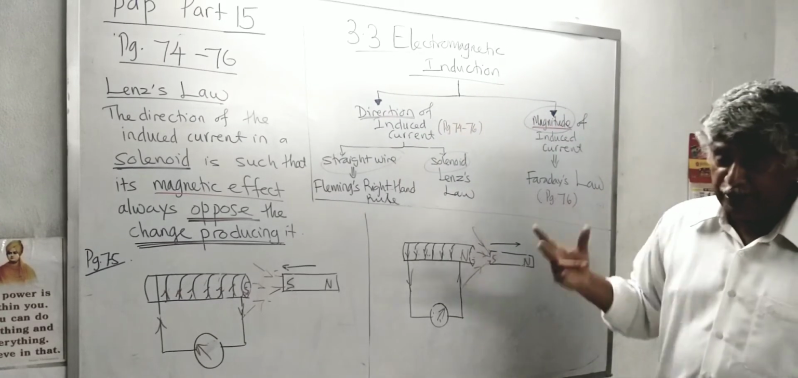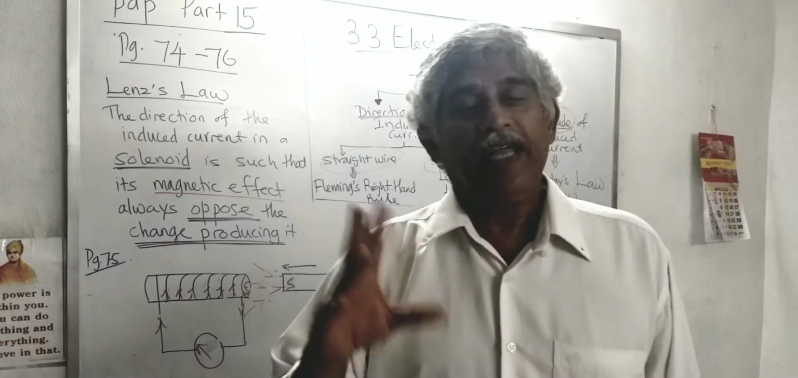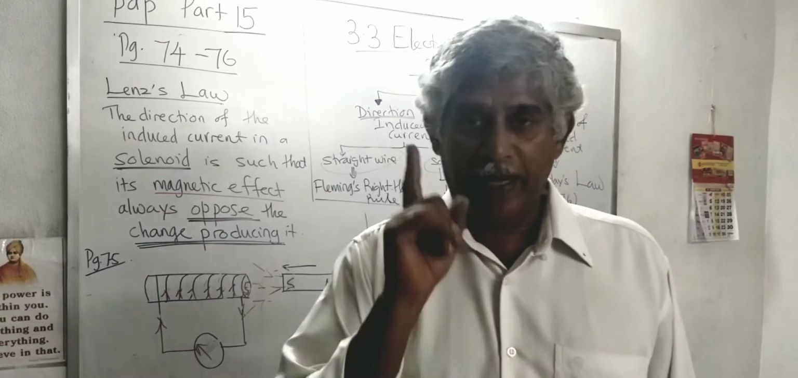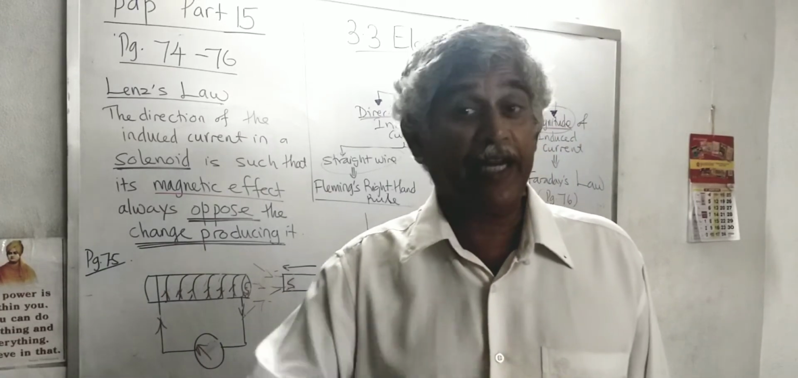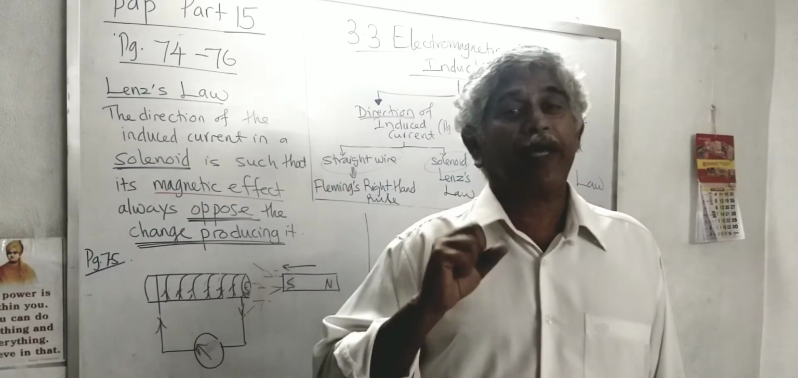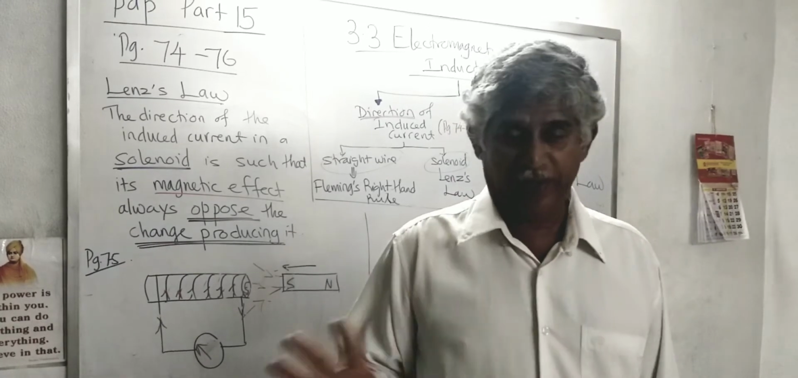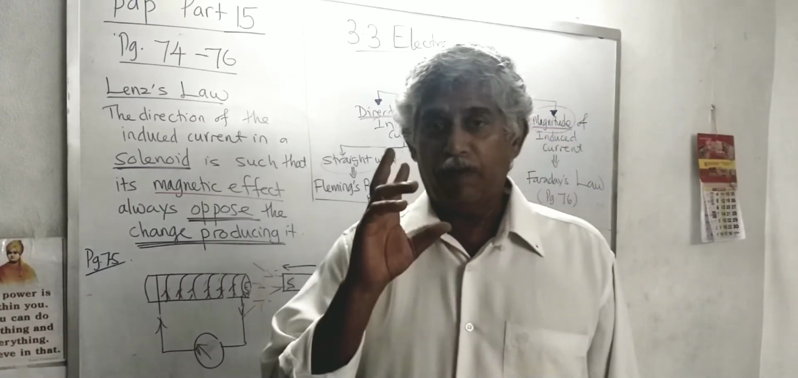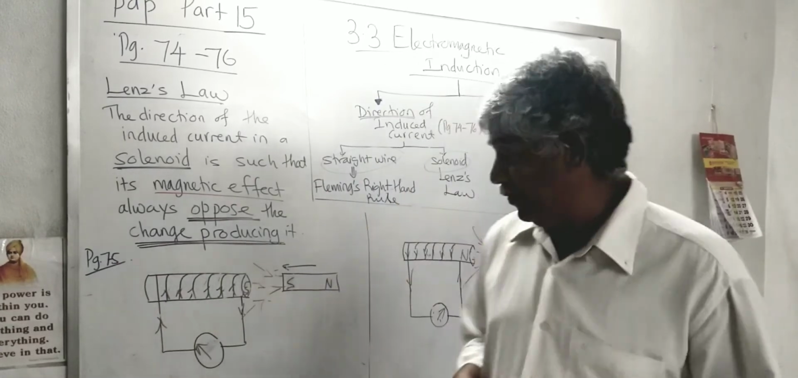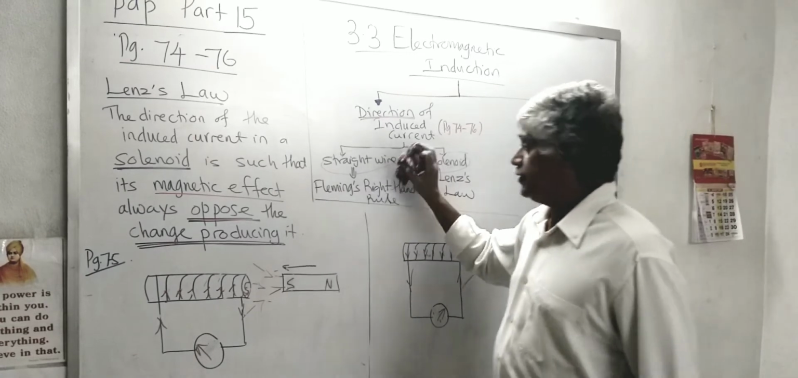I have to repeatedly tell you because most of the time students confuse Lenz law and Faraday law. Remember, Lenz law is for the direction of induced current in a solenoid. Faraday law is the magnitude of induced current. Alright, it can be a straight wire, it can be a solenoid, doesn't matter. Okay, so what is the magnitude of induced current? So I write a statement, maybe to reinforce.